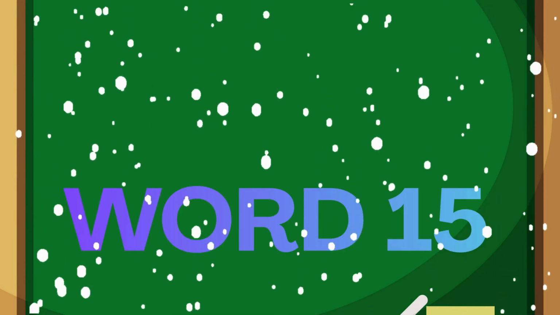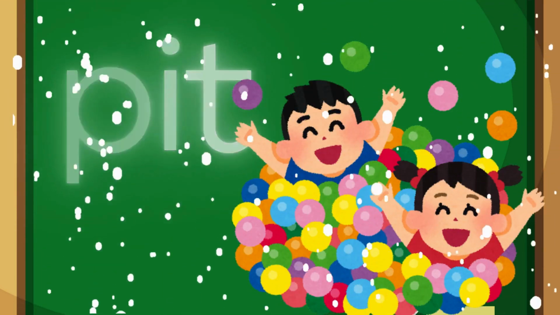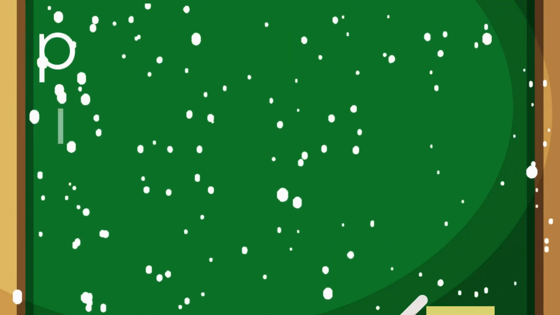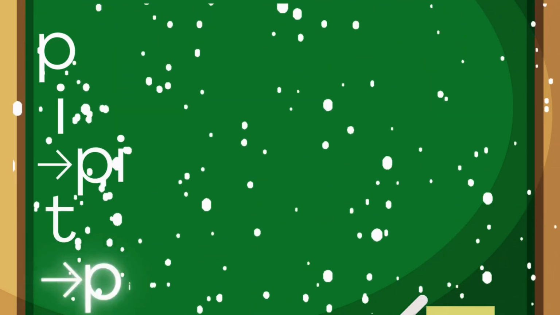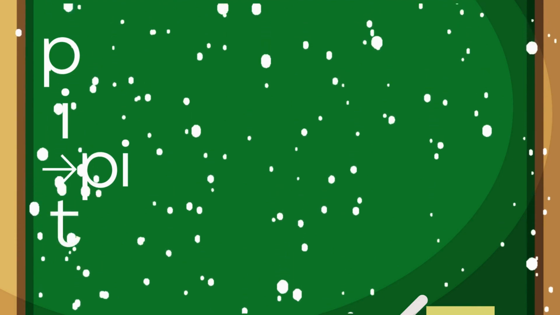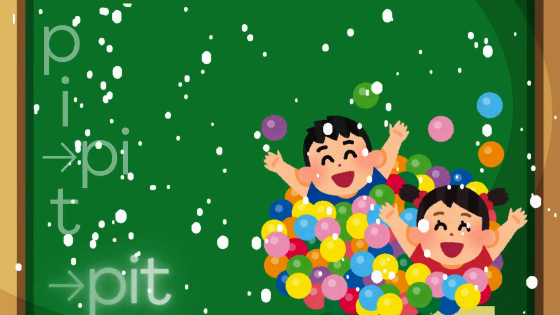Word 15. Pit. P, I, pi, t, pit. Let's read it again. P, I, pi, t, pit.